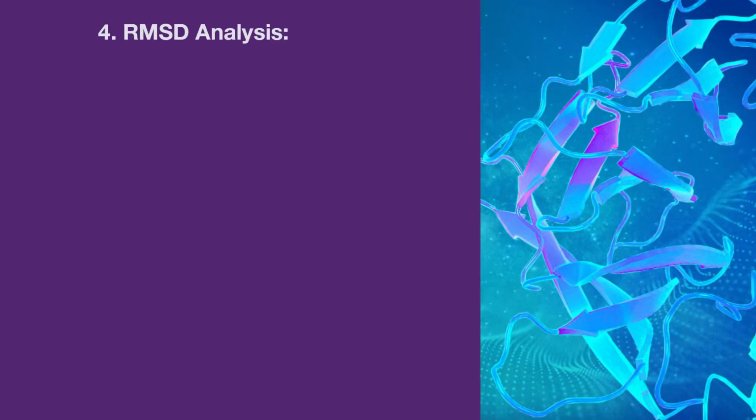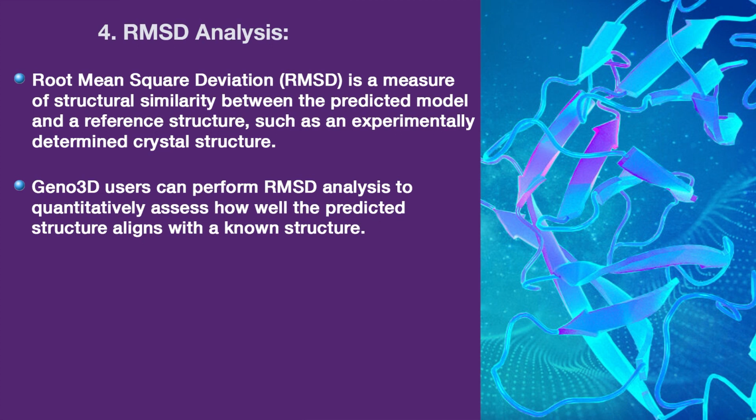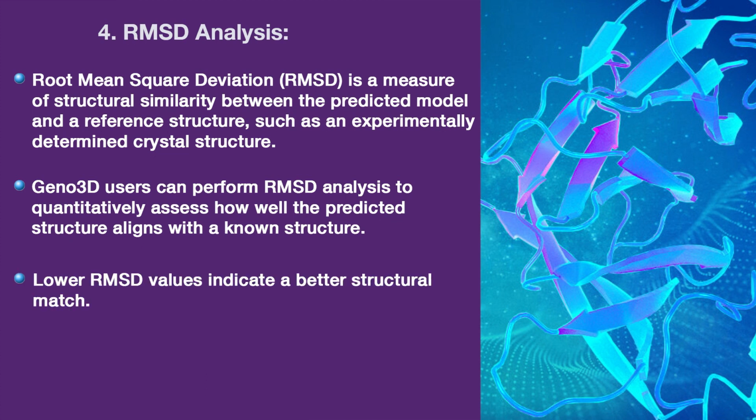The next result may be RMSD analysis, that is root mean square deviation. What is root mean square deviation? It is a measure of structural similarity between the predicted model and a reference structure, such as an experimentally determined crystal structure. Geno3D users can perform RMSD analysis to quantitatively assess how well the predicted structure aligns with a known structure. Lower RMSD values indicate a better structural match. An example of RMSD was also given in the first introductory lecture on protein structure prediction and analysis.